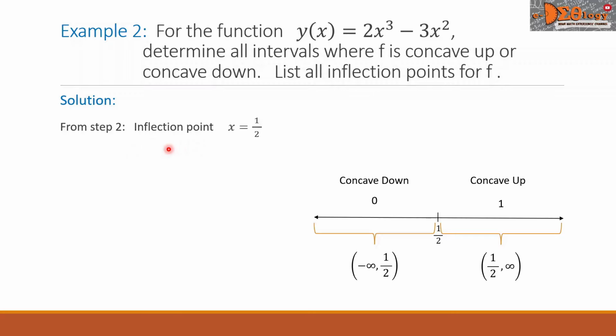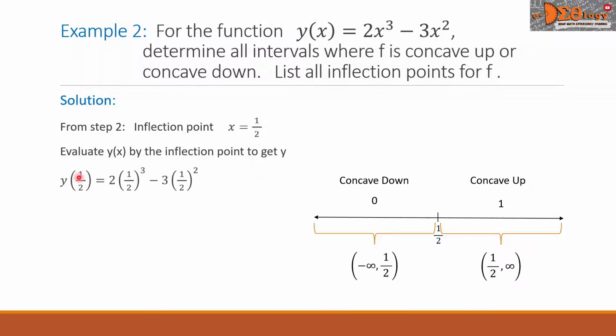Now from step 2, we learned that the inflection point is at x equals 1/2. We can see this also in our illustration here. Now let us solve for the y value of the inflection point. That is, we evaluate the function at the inflection point to get the y. So we have y of 1/2 equals 2 times the cube of 1/2 minus 3 times the square of 1/2.